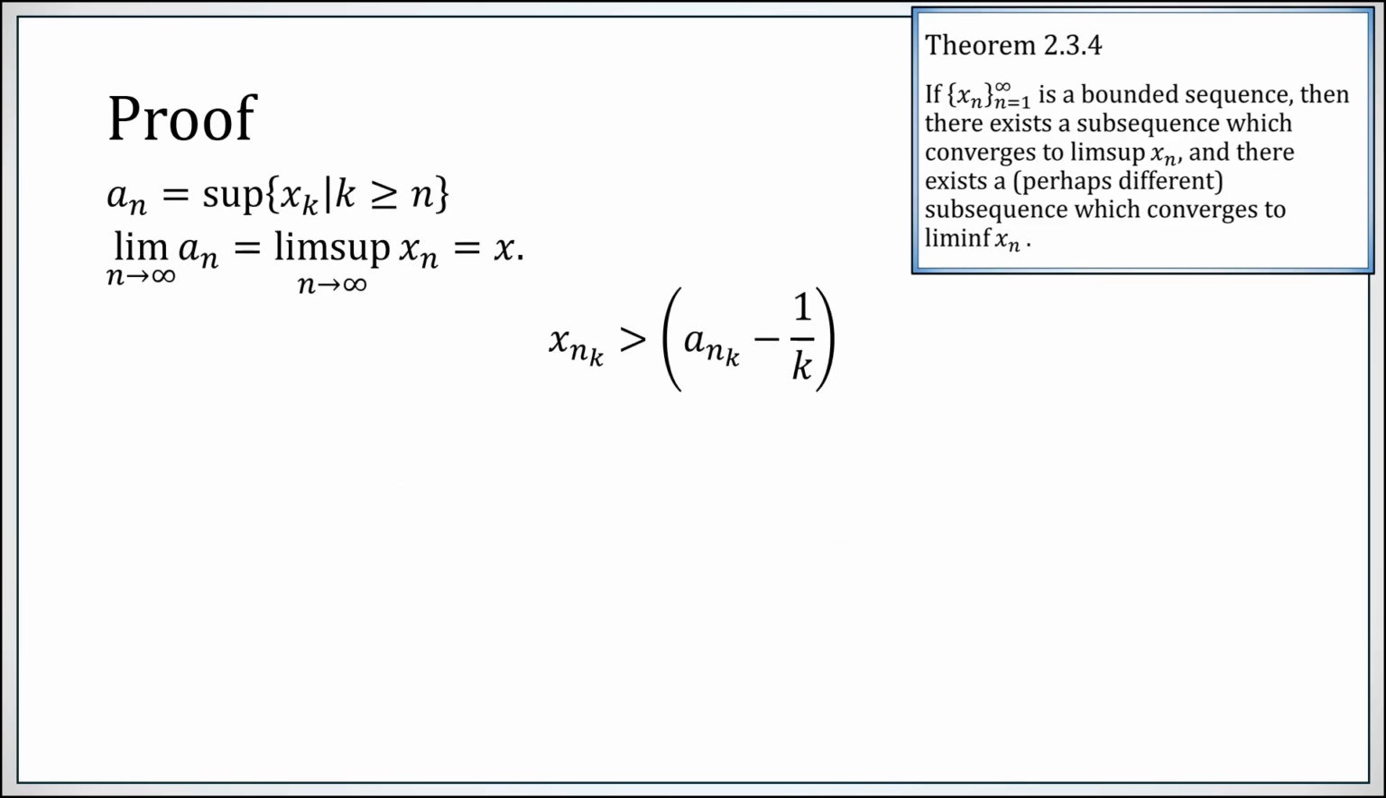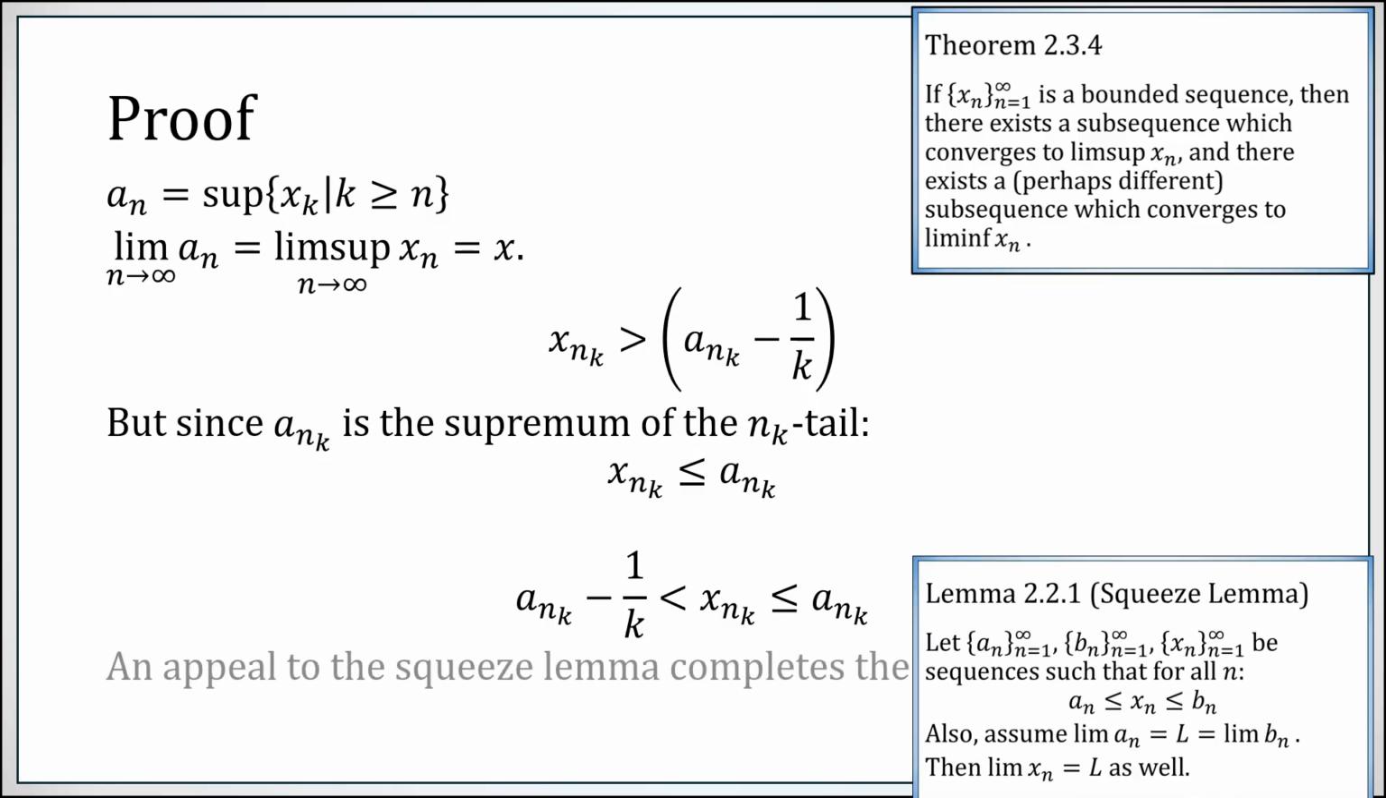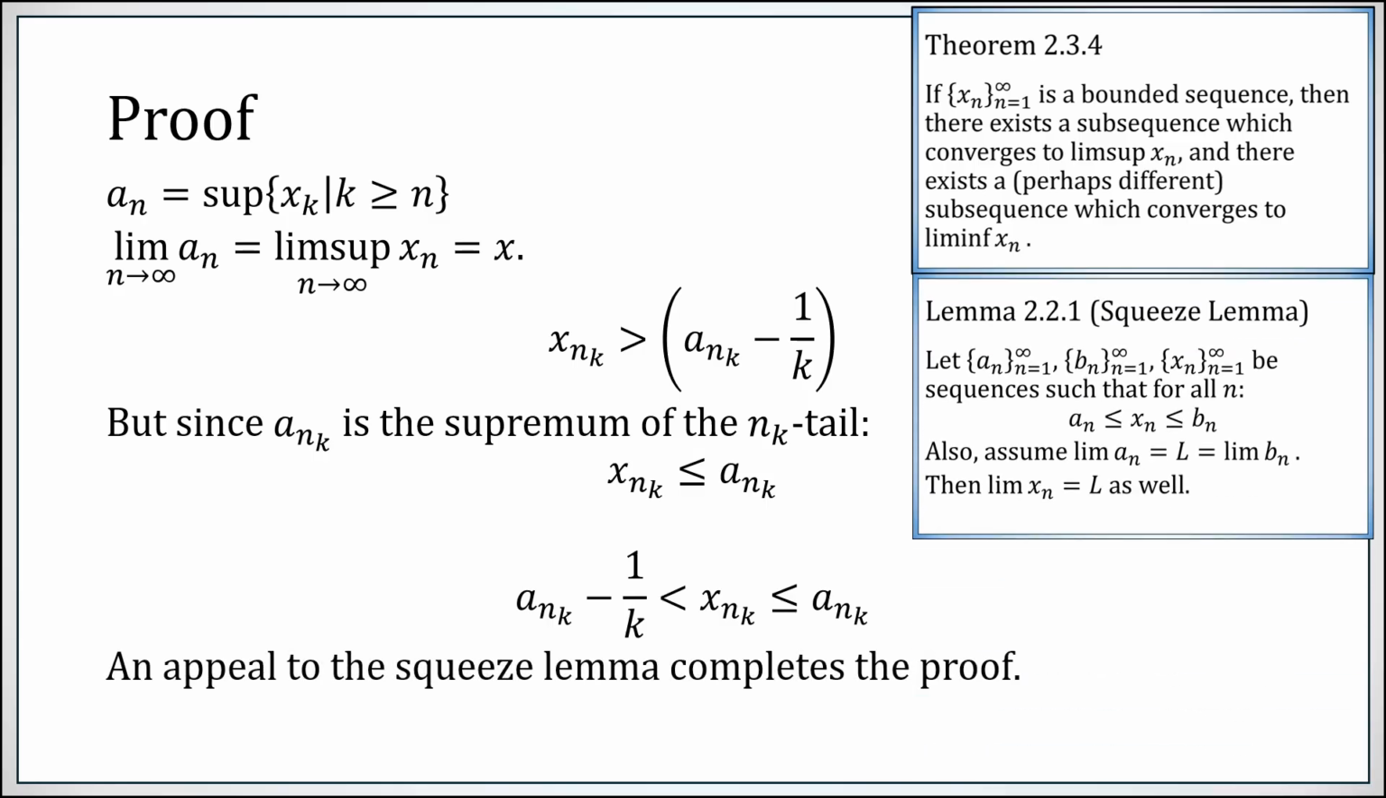So here's what we have. We have constructed our subsequence, and x_{n_k} is always bigger than that. But a_{n_k} is the supremum of the n_k tail, so x_{n_k} must be less than or equal to a_{n_k}. Now we have this squeezing going on. And if we throw the squeeze lemma in here by letting k go to infinity, this is a subsequence of the a's. The a's are converging to the limsup, so this subsequence converges to the limsup. This converges to the limsup, and this converges to 0. So both of these are converging to the limsup by the squeeze lemma. Therefore, this subsequence is converging to the limsup, which is all we needed to do.